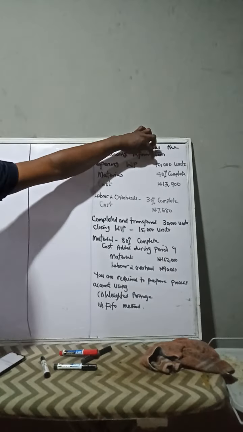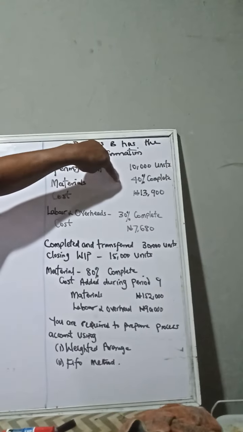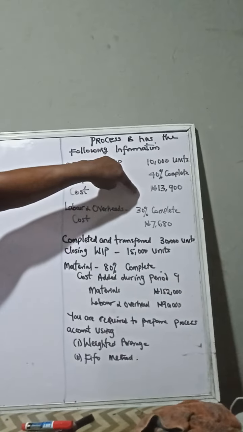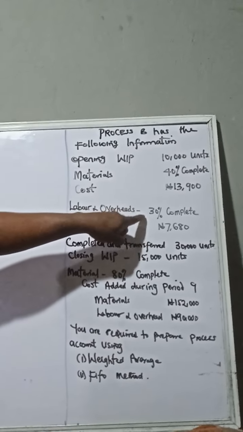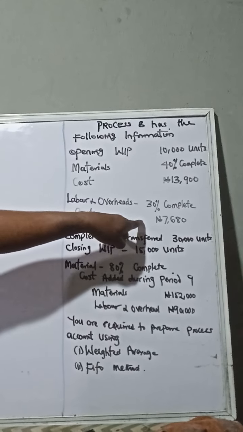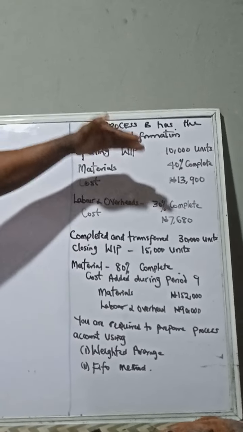Now let's look at the question. Let's see whether the opening WIP is given. The opening WIP is 10,000 units. You can see the level of completion is 40% for material, and the cost is also given. For labor and overhead, the percent of completion is 30%, and the cost is 7,680. You can see this information will be provided in the question. That's the only way you can solve FIFO. So you can solve process costing using the FIFO method.